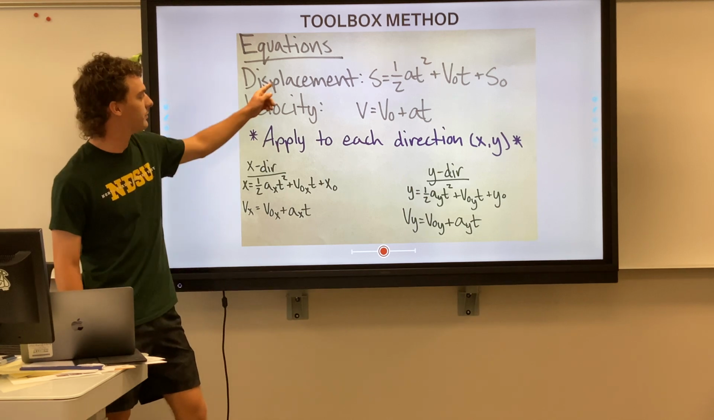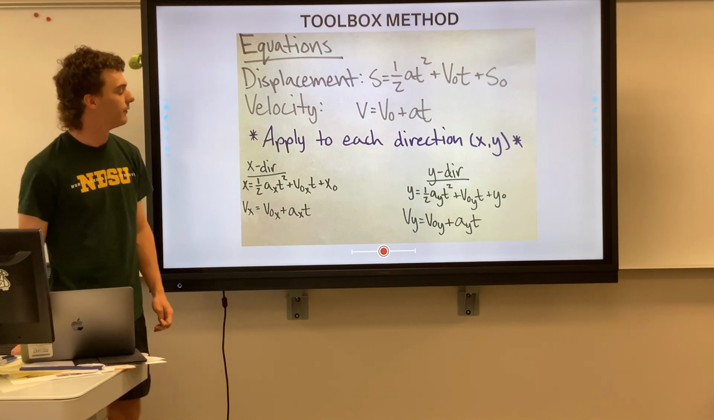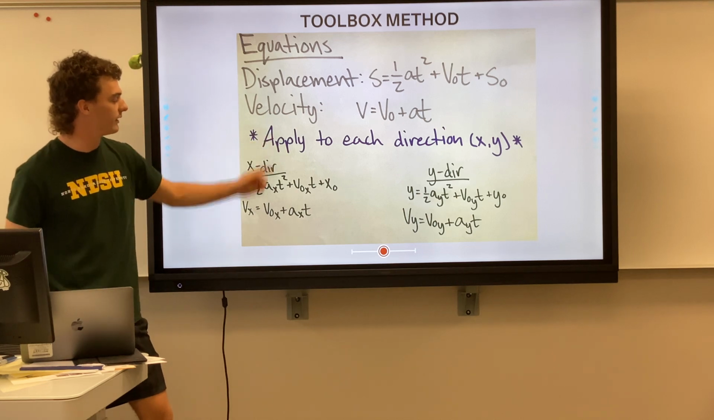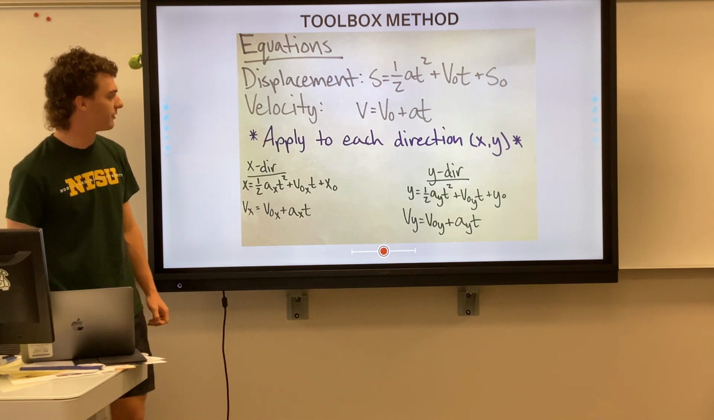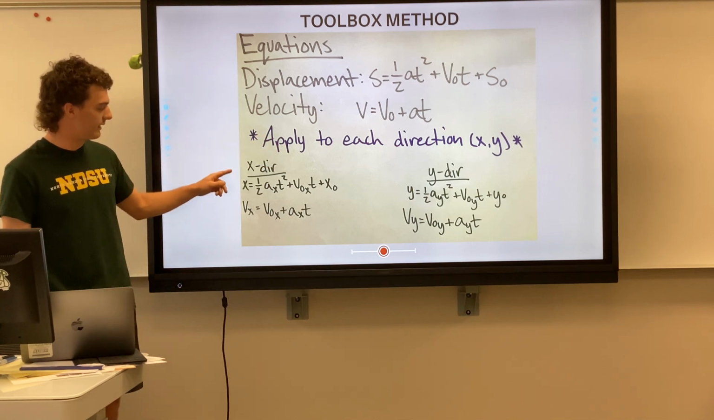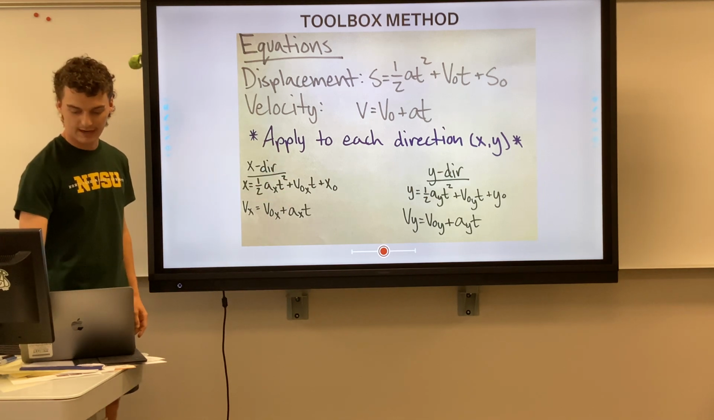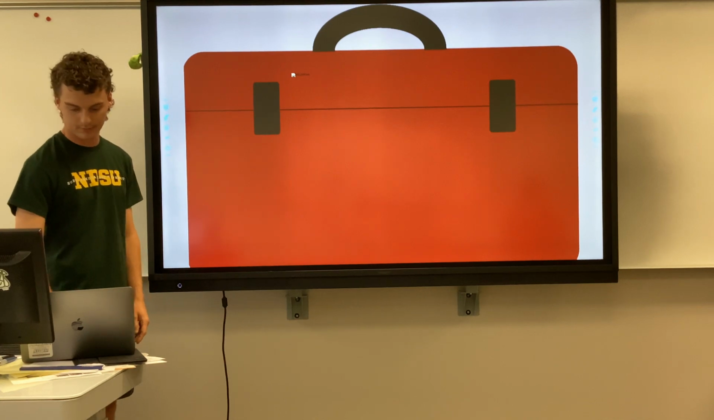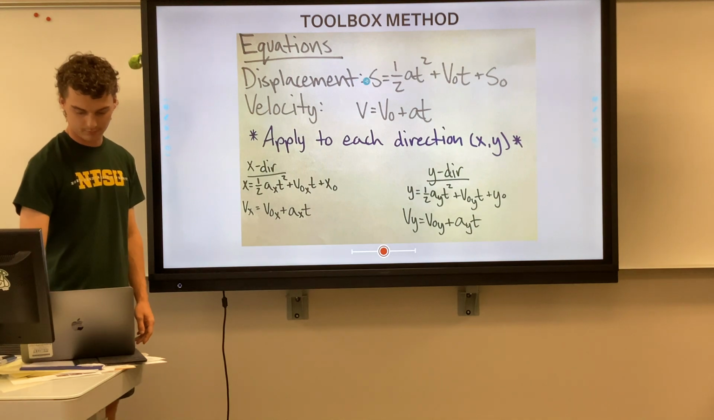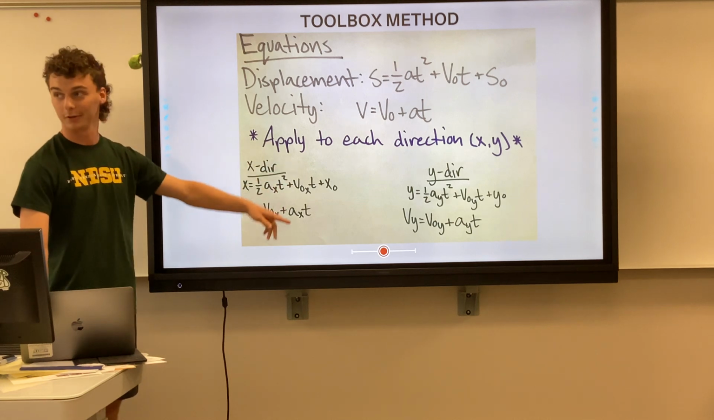We have a displacement equation, s equals 1/2 a times t squared plus v0 times t plus the initial position, and then velocity is the initial velocity plus acceleration times time. Then we apply it to each direction, x and y, and so we get these 4 equations for the x direction and the y direction, and that is what our toolbox is made up of. Oh no, my image disappeared. Well, basically your toolbox is those four.